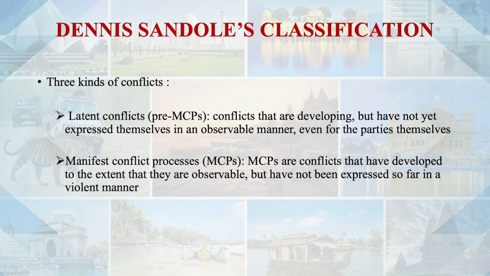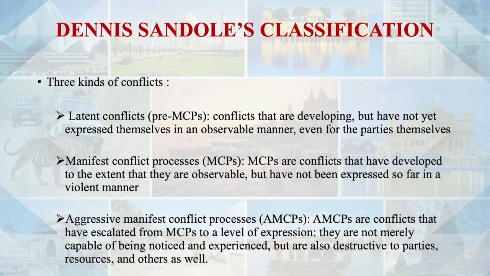is manifest conflict process, MCP. So under these are conflicts that have developed to the extent that they are observable but have not been expressed so far in a violent manner. So in the second, MCP, what is happening? It is accepting that conflict has developed up to a certain extent, but it has not taken the shape of a violent manner, but it can be easily observed.